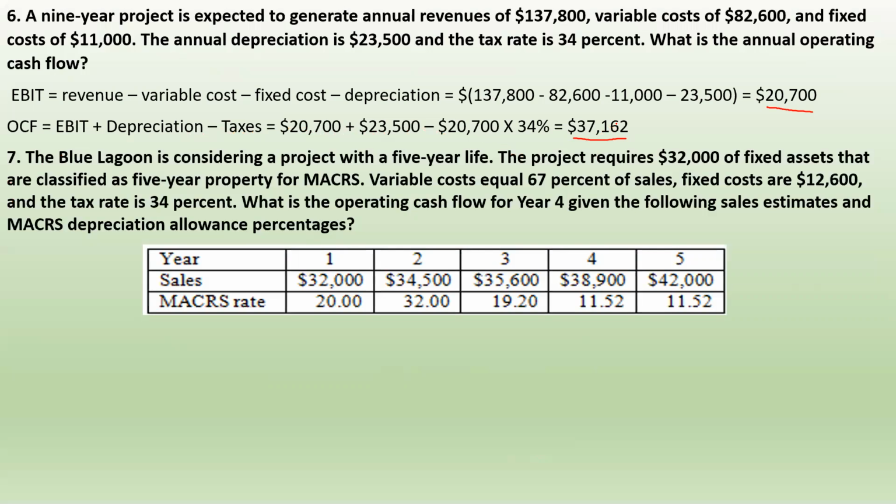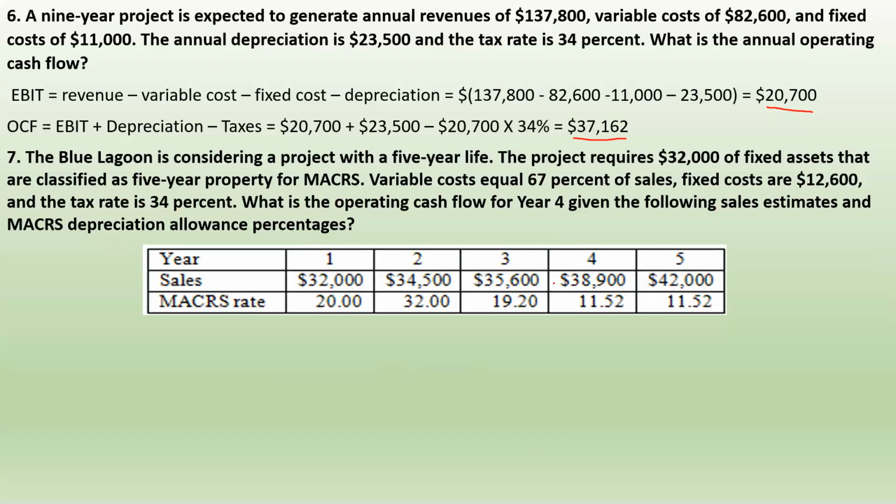Question 7. Blue Lango is considering a project with a 5-year life. The project requires 32,000 of fixed assets that are classified as 5-year property for the modified accelerated recovery system. The variable cost equals 67% of the sales. Fixed costs are 12,600 and the tax rate is 34%. Then what's the operating cash flow for year 4?